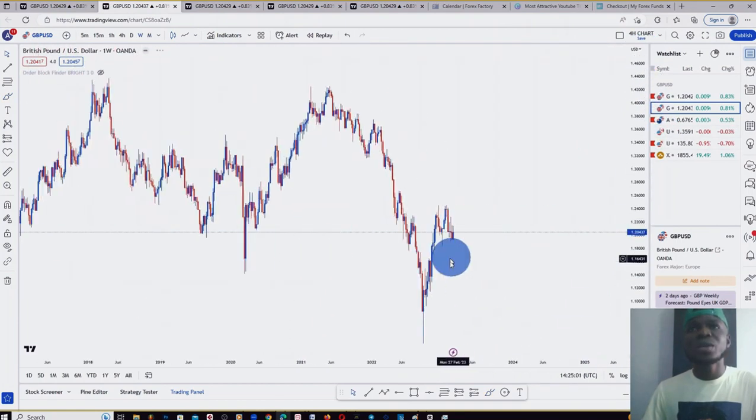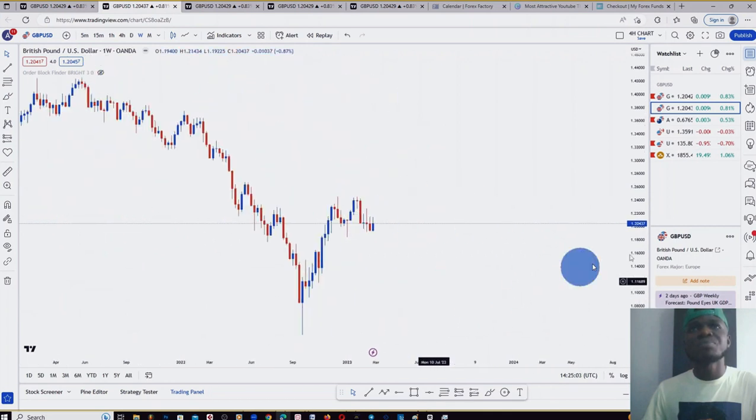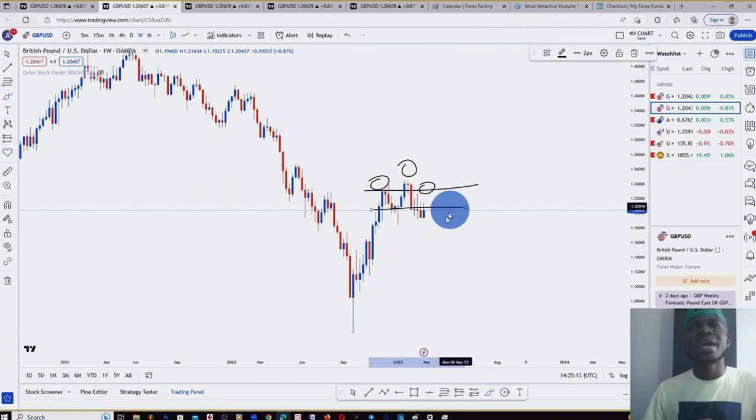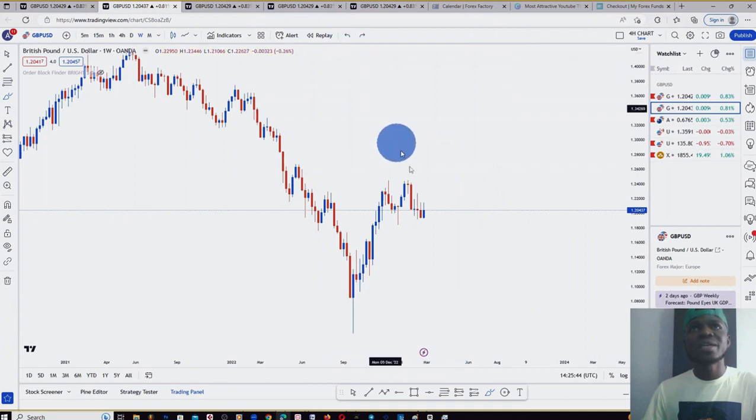On the weekly time frame, you can see clearly that price has given us a sharp head and shoulder pattern. This is the head, we have the shoulder here, we have another shoulder here. This space is serving as the neckline of the head and shoulder. Price broke the neckline, gave us a retest at the neckline of the head and shoulder for the continuation of the bearish movement. This head and shoulder represents a bearish reversal pattern.